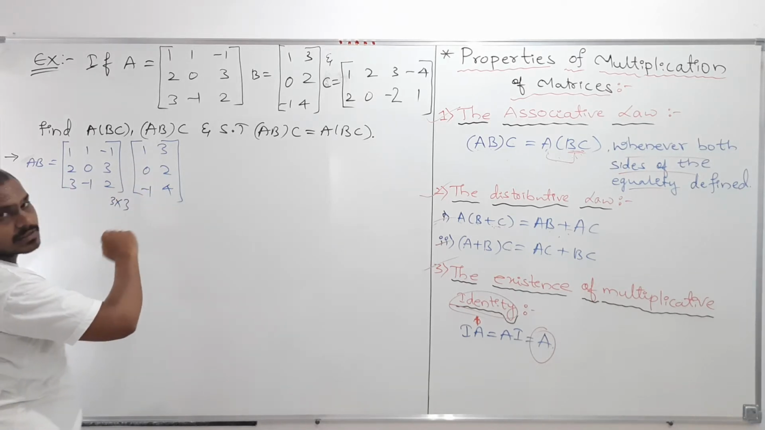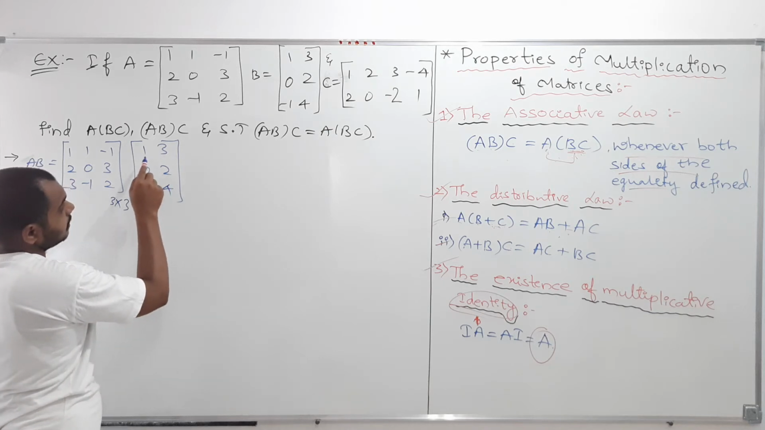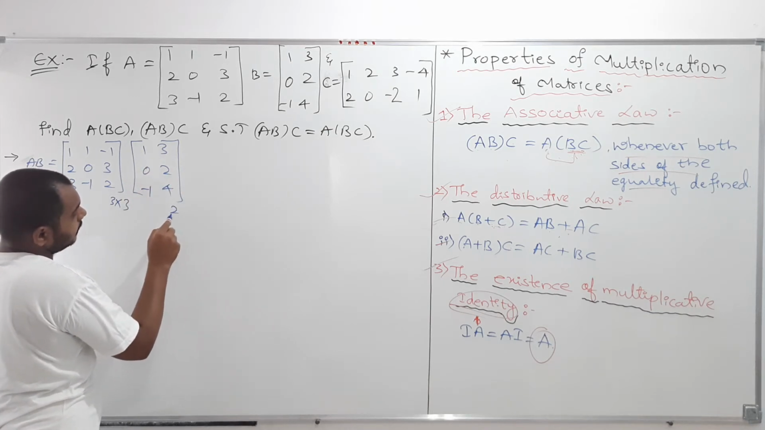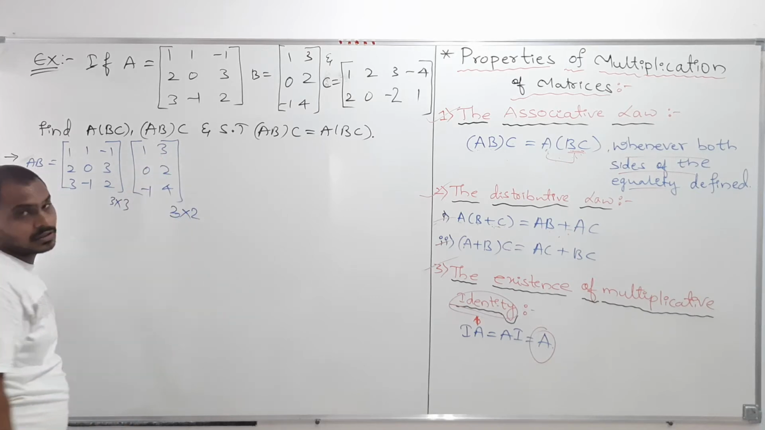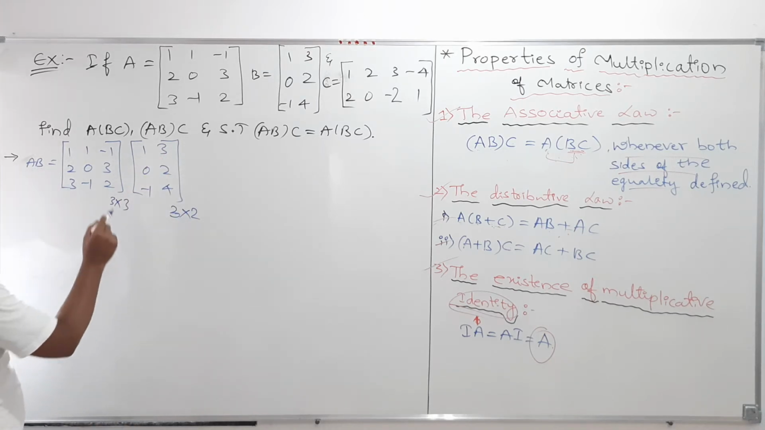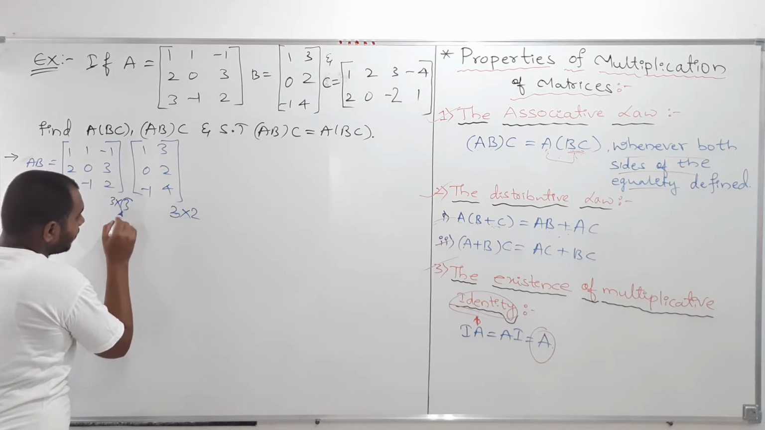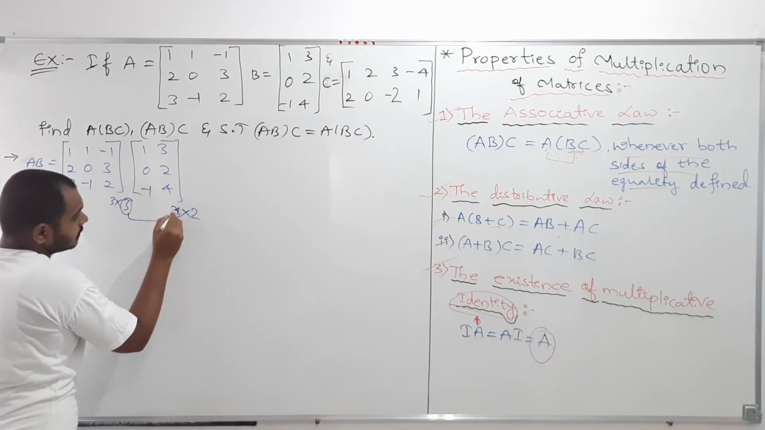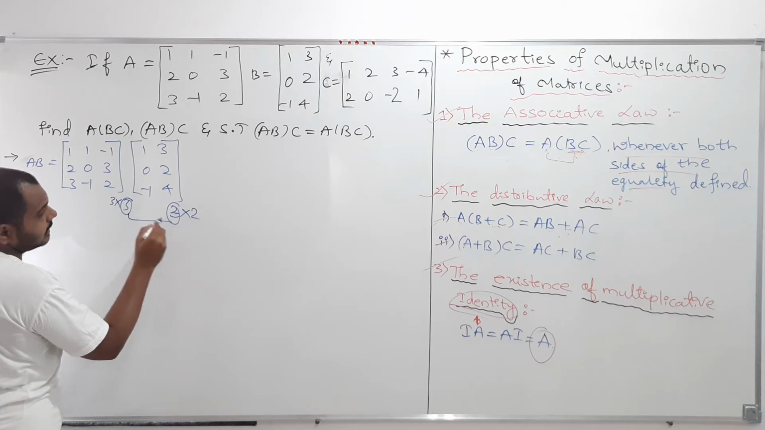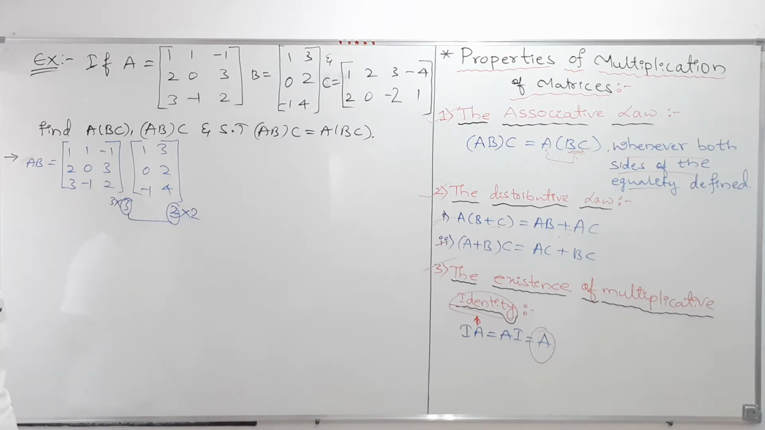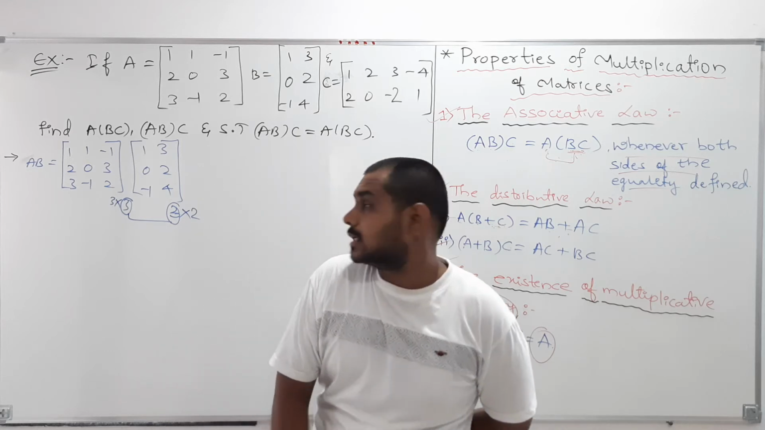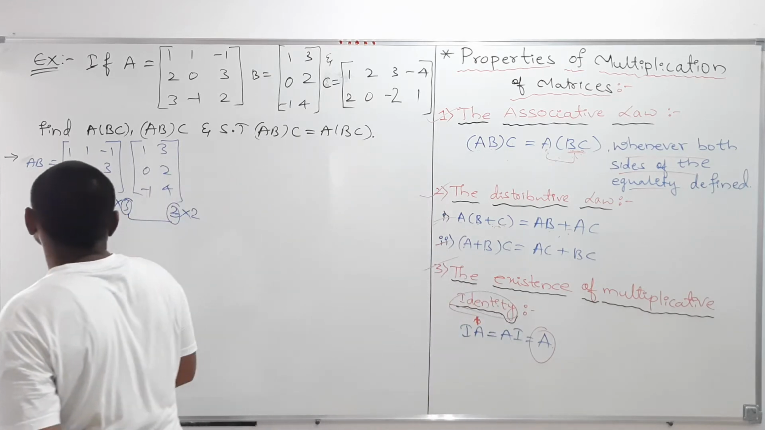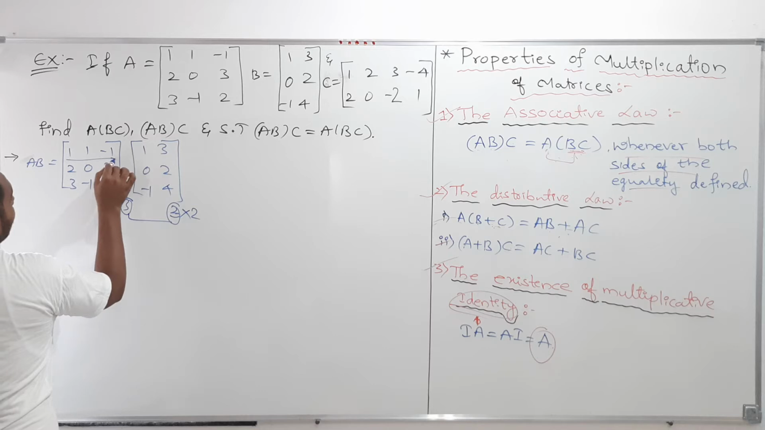And what is the order of this matrix? Here it is 3 rows and 2 columns, so 3 cross 2. Clear? Since the number of columns in this matrix is the same as the number of rows in this matrix, therefore we can multiply the two matrices. That is, the multiplication is possible. So therefore, my dear students, multiplication is done by row by column.